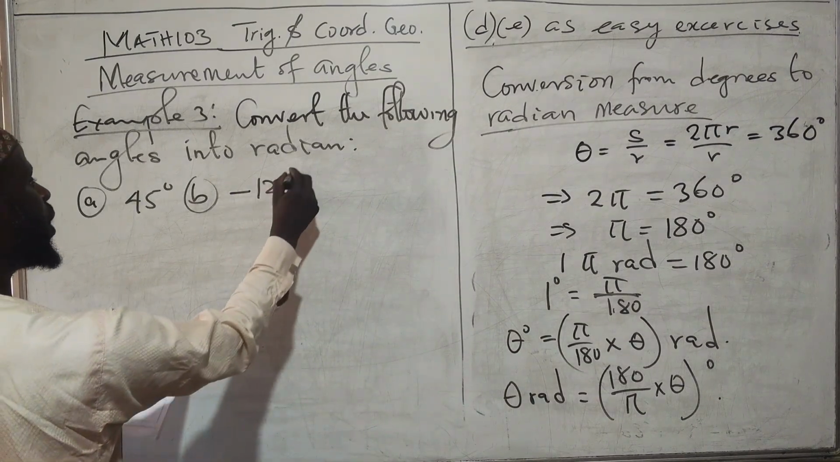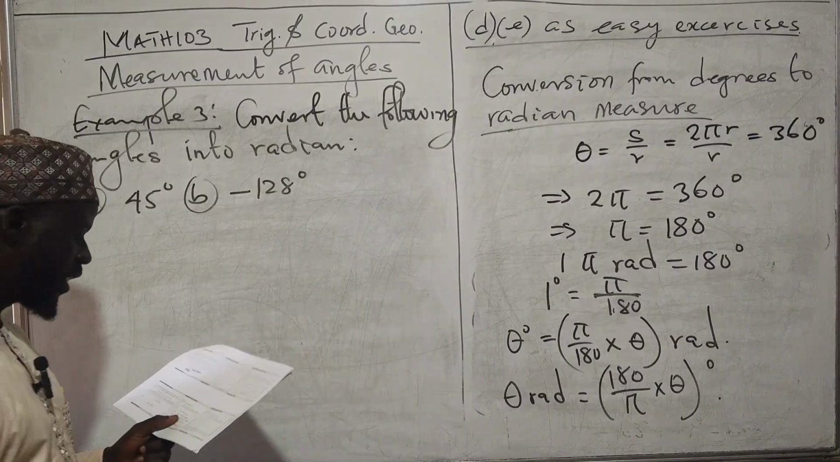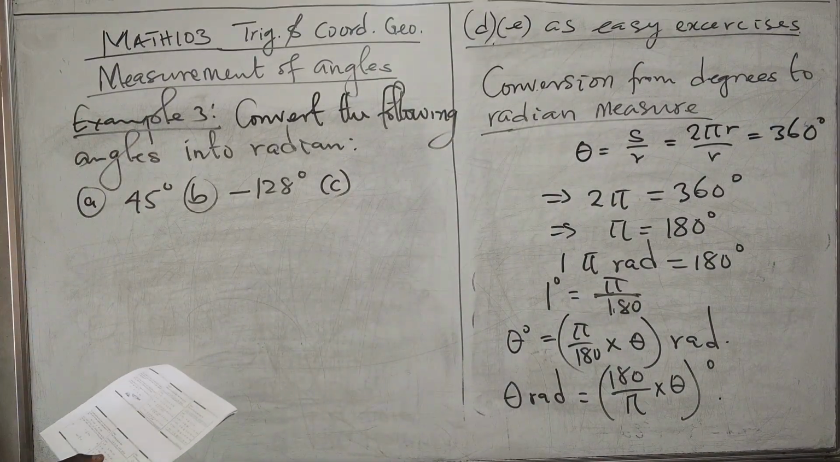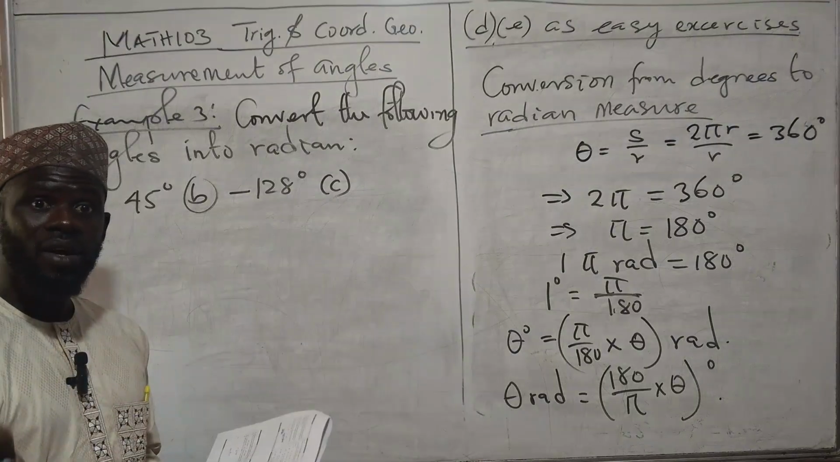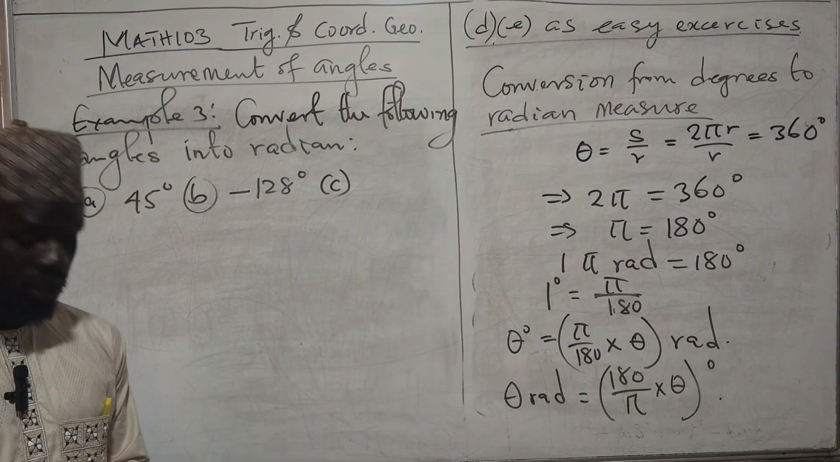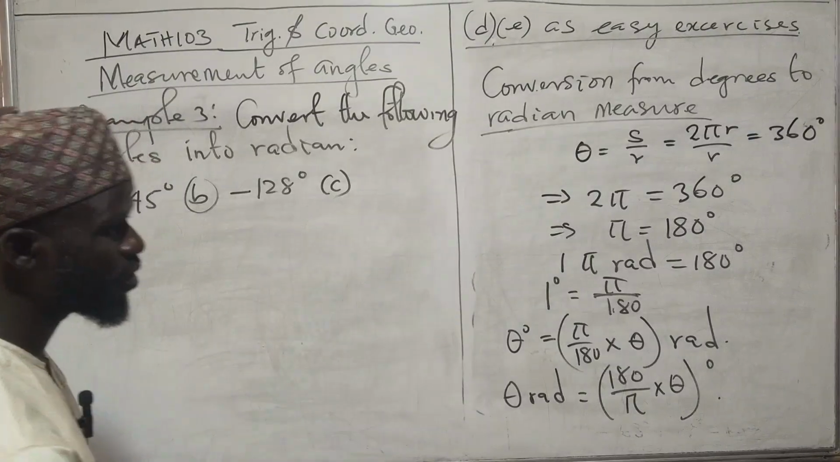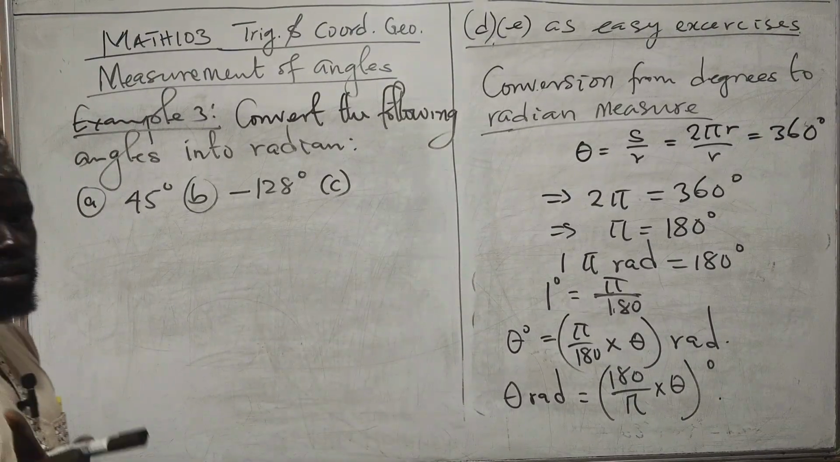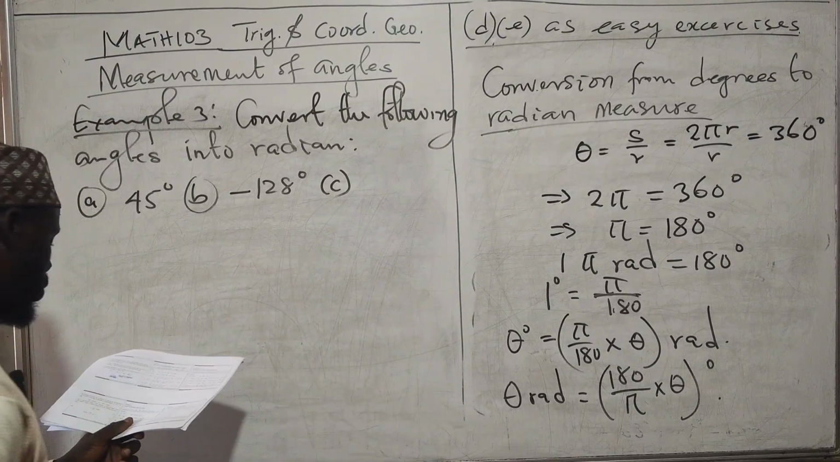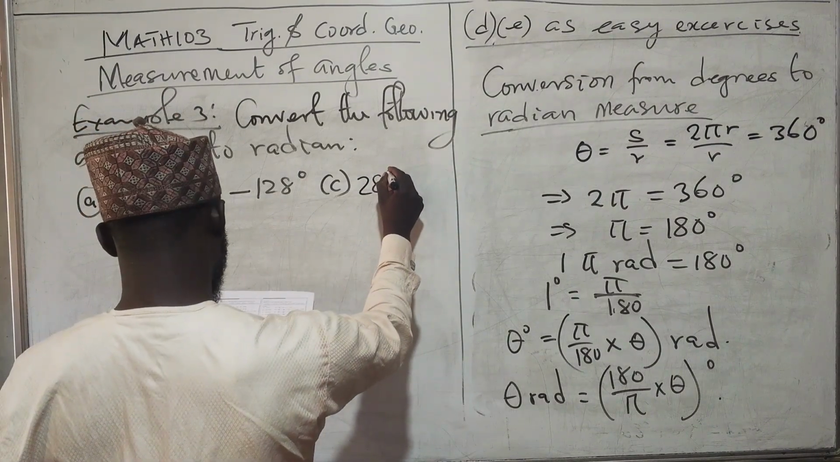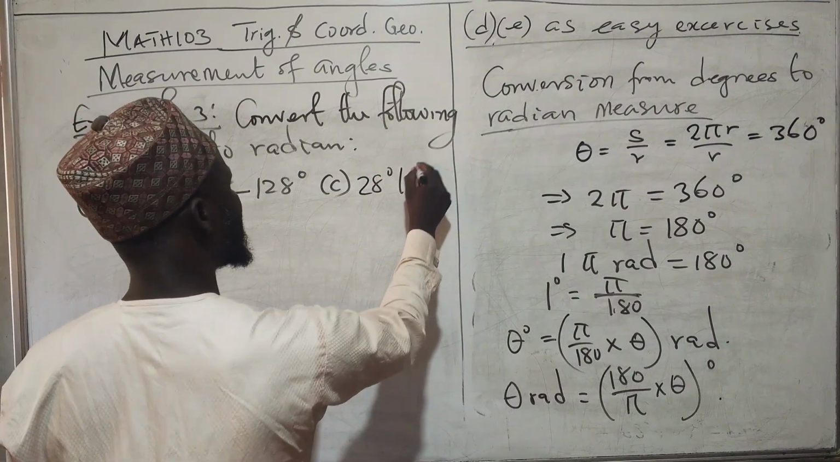This is a negative angle. So a negative angle, even after conversion to radian, is still a negative angle. That doesn't mean it will change from negative to positive. Students and viewers should take note, please. So we have C, 28 degrees, 10 minutes.